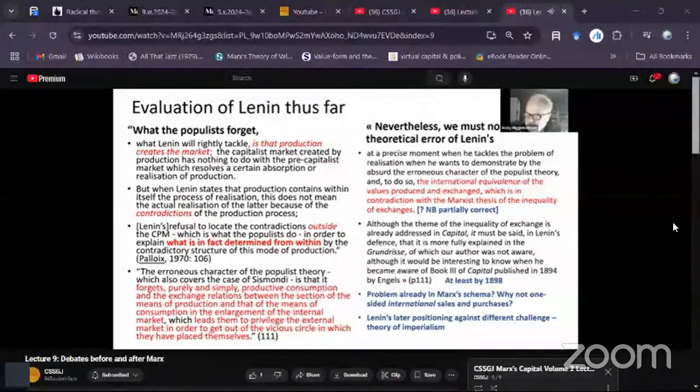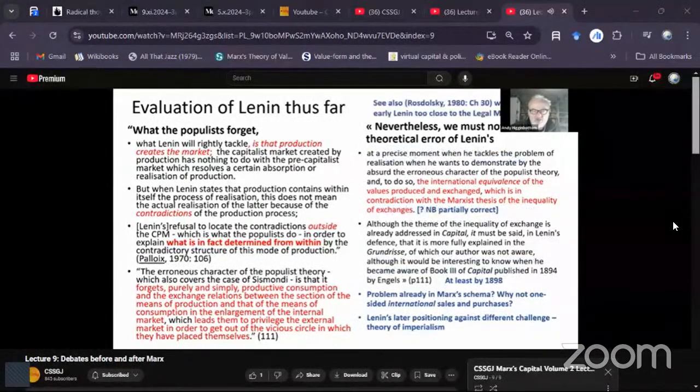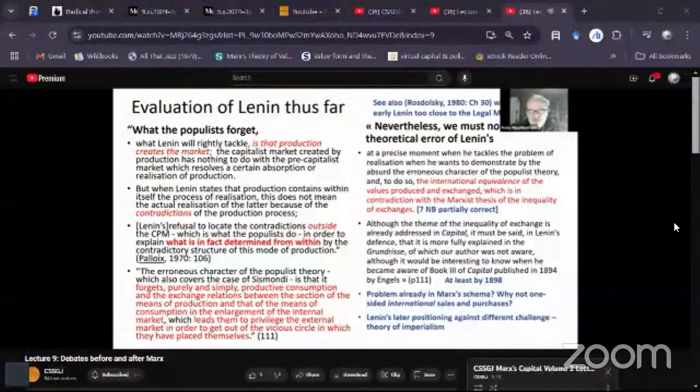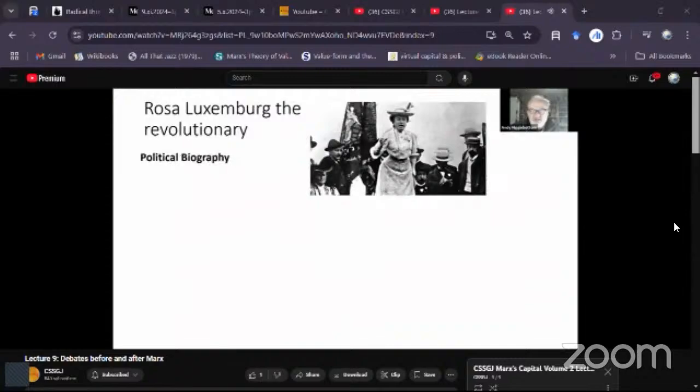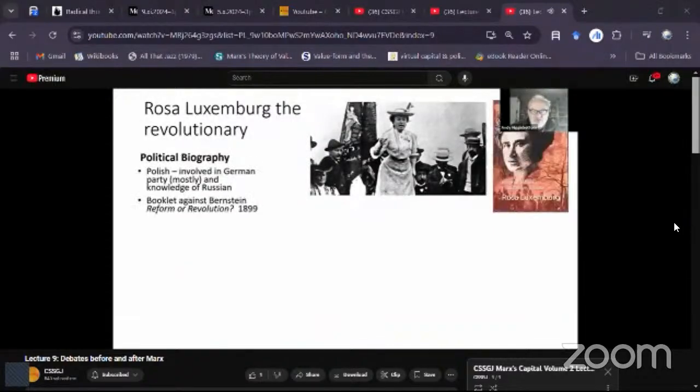Marx says that the international movements of commodities, the market exchanges of imports and exports, don't in principle matter to the general solution. And Lenin defends that position. I don't think that position is defensible as soon as you think about capitalism as imperialism, which is what we're going to shortly come on to, right? So Rostolsky and Palois have different evaluations of Lenin on this. Rostolsky thinks that Lenin was actually too close to the legal Marxists, and there's a lot of detail in that debate, right? Let's get on to Luxemburg.